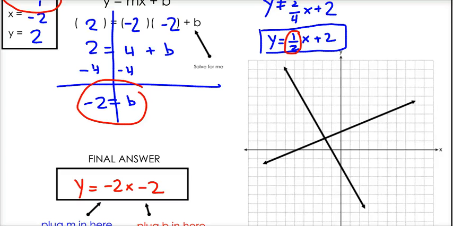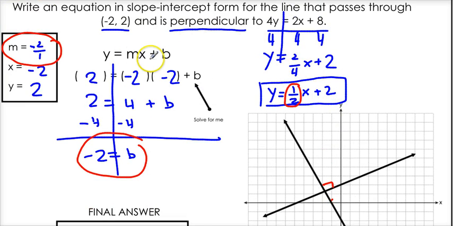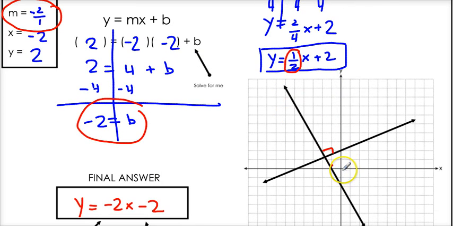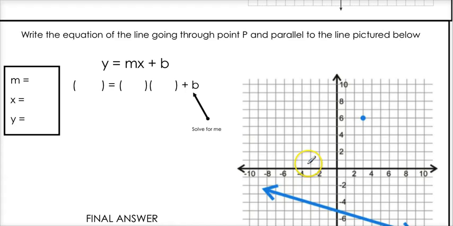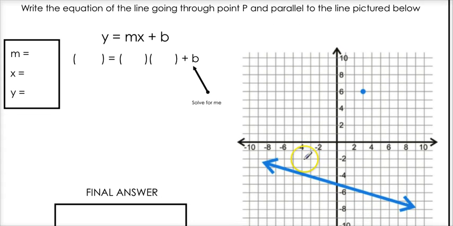Okay, if you did this correctly, you should have something that looks like this. And let's check. Does that look perpendicular? Well, that does look like a 90-degree angle. So I think we did this perfectly. Second, we should check. Does it go through point negative 2, 2? Negative 2, 2 is right here. So yes, we did it correctly. Alright, let's give another one a shot.